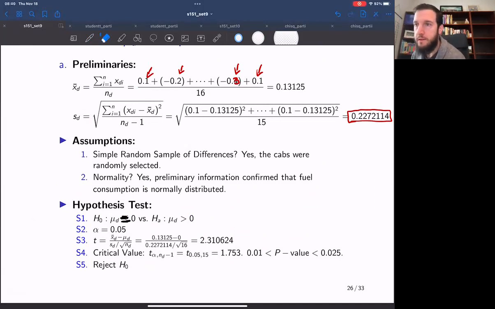Step 2, significance level. Step 3, compute our test statistic. Hopefully you can see that, again, this is just a one sample test applied to the differences. So we're just plugging into our formula for the test statistic, and that gives us 2.310. Step 4, we find the critical value. So in this case, we're doing an upper tail test, alpha 0.05 on 15 degrees of freedom. So if we go to our t table, we can confirm that this is 1.753.